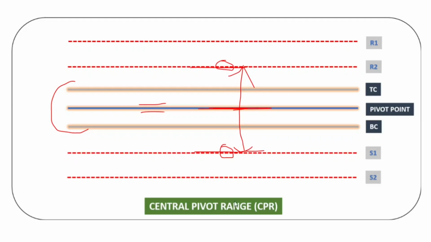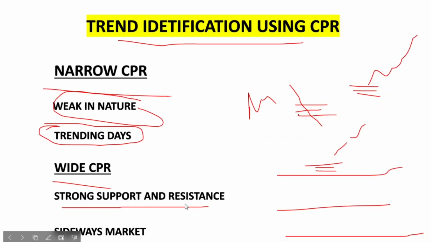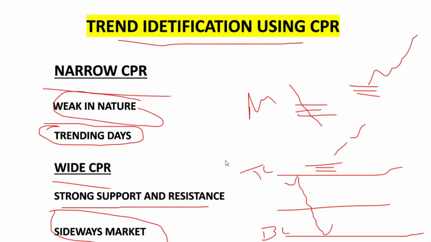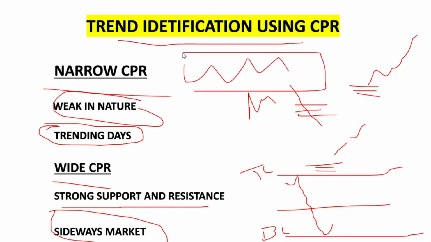So what is the use of wide CPR? Since it is very wide, it will become strong support and resistance for the price. For example, if the price opens somewhere here, there is a huge chance that price might reverse from top CPR, and also price might go down and reverse from bottom CPR. Another important thing is, on wide CPR, the market will be sideways. The market might not give any directional movement. This is how a sideways market looks. So these are the most important uses of narrow CPR and wide CPR.